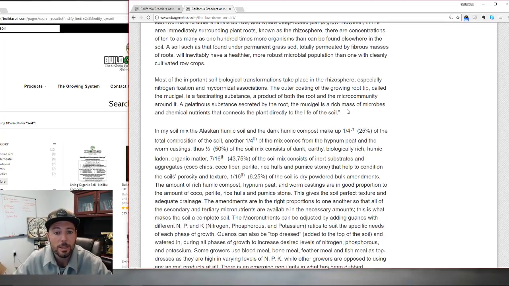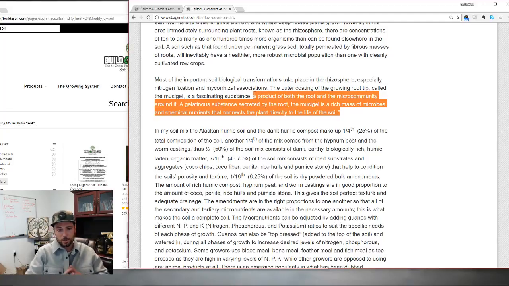No bare soil. Most of the important soil biological transformations take place in the rhizosphere, especially nitrogen fixation and mycorrhizal associations. The outer coating of the growing root tip, called the mucigel, is a fascinating substance, a product of both the root and the micro community around it. A gelatinous substance secreted by the root, the mucigel is a rich mass of microbes and chemical nutrients that connect the plant directly to the life of the soil.